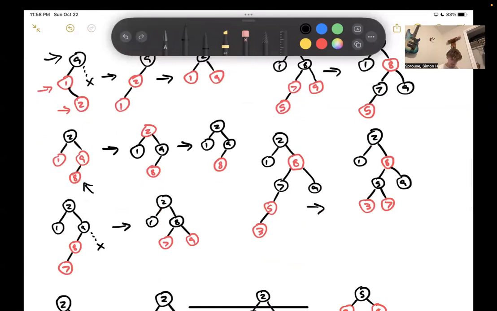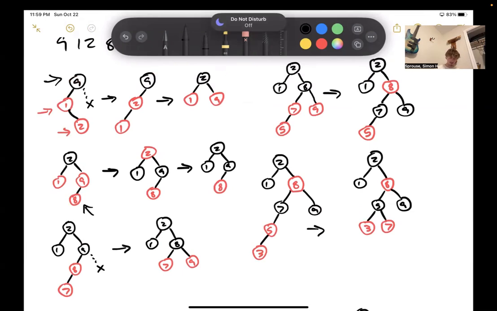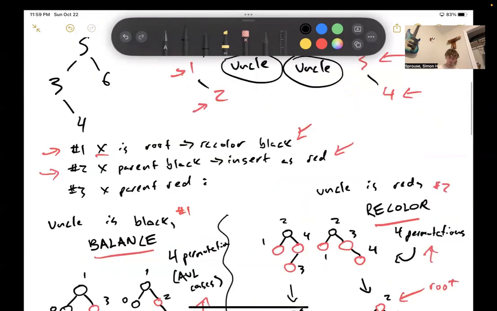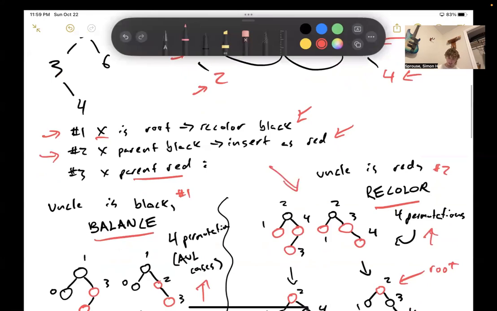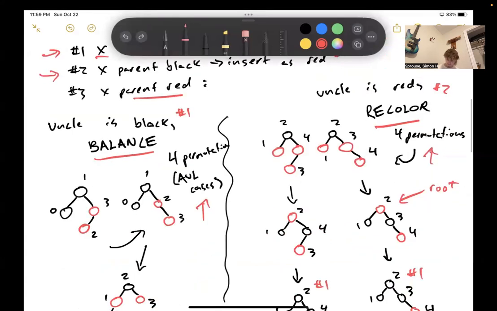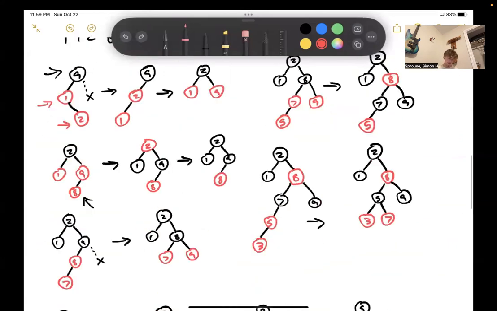And once again, this causes a problem because now we have 2 adjacent red nodes. We're going to handle this as inserting a red node to a red parent with a red uncle. Now we're on this side. Again, I'm sorry for being all over the place and kind of scattered, but there's a lot going on here. We handle this simply by recoloring. Remember, if the uncle is red, then you recolor.